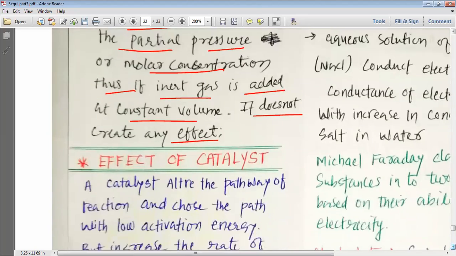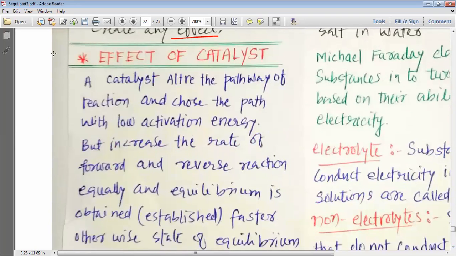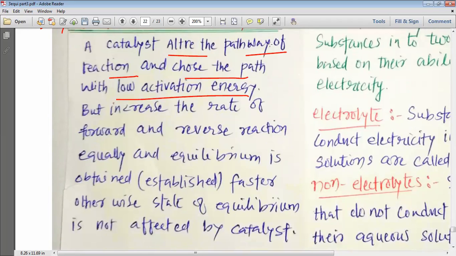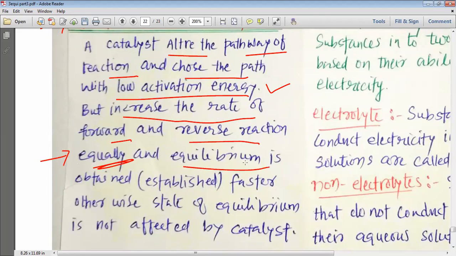Now, my dear students, we want to study the effect of a catalyst. Though I have explained it in one of the questions, let us understand it well once again. A catalyst alters the pathway of the reaction and chooses the pathway with low activation energy. It increases the rate of the forward reaction and the reverse reaction equally, and equilibrium is established faster.